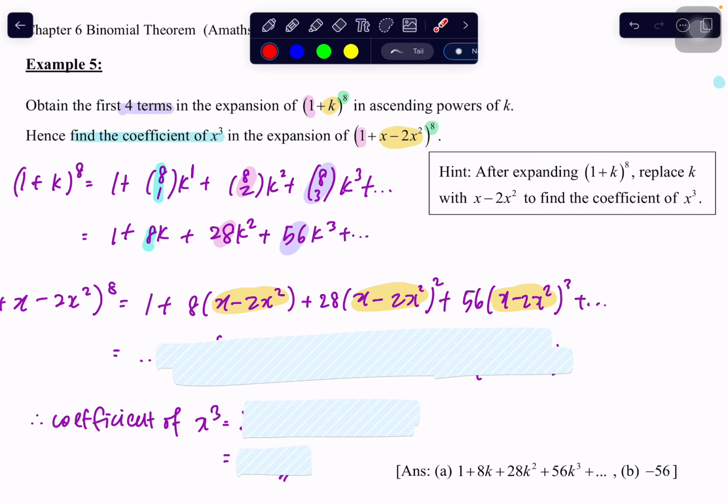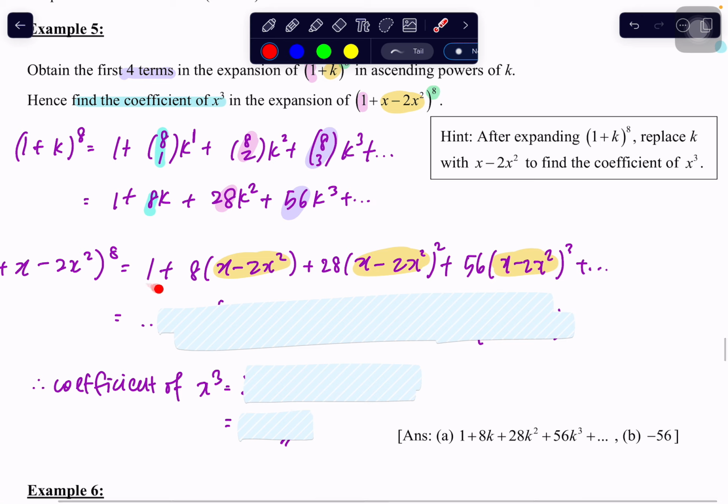Next, I'm going to be very selective. Look at the first 2 terms on the left. Clearly these terms do not contribute to the x cubed term, because 8 times x is 8x, and then this is negative 16x squared. There's no x cubed term, so I can ignore these terms, right?